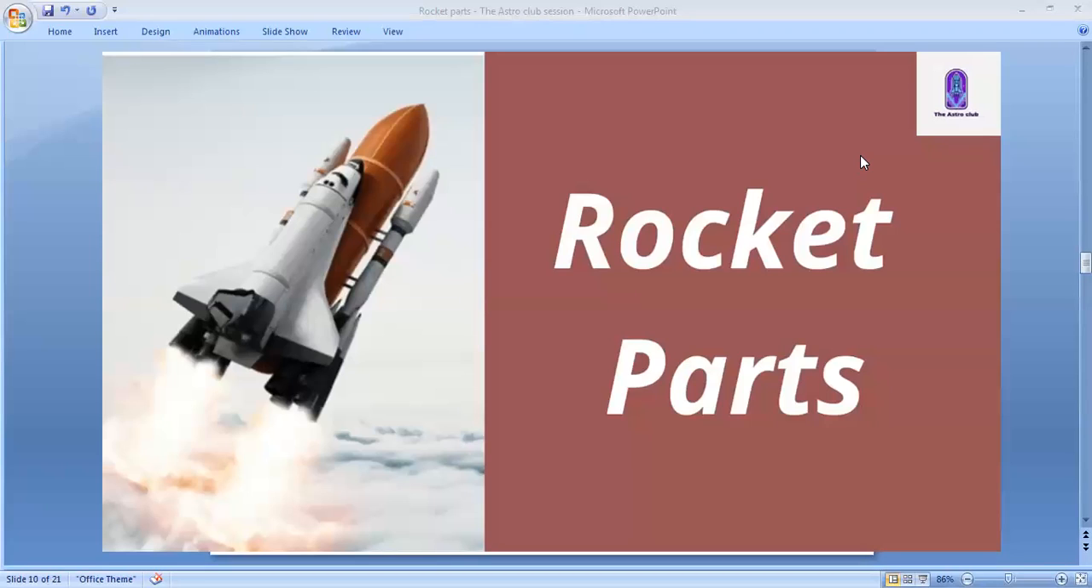So today we're going to learn about a very interesting topic, that is rocket parts. In the previous session, we have already learned a few things about rockets. Do you remember, all of you? Yes, Akka. Yeah, we learned a few things about rockets. So today is a continuation of that session. We are going to learn about rocket parts.